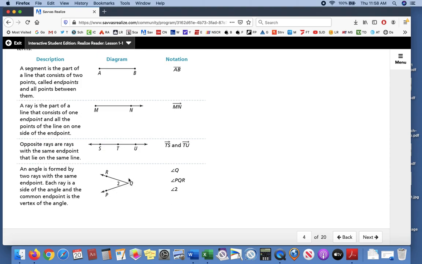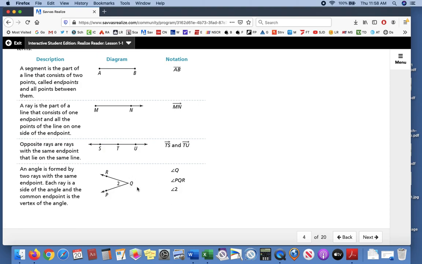Q is the common endpoint. QR is one of the rays. QP is the other ray. Sometimes you could have a number, it's usually a number, not a letter. There's a number inside there. So we could name this angle 2, or angle PQR. Now, if you're going to use 3 letters, the middle letter needs to be the vertex.